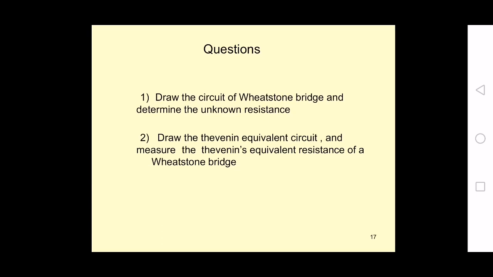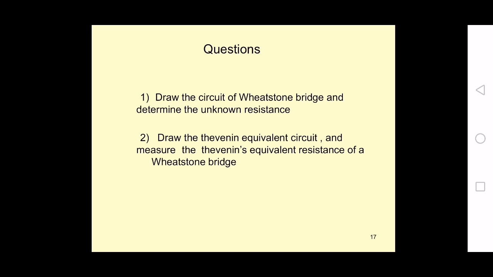Then whatever the current will be there, that is split into I1 and I2 at the point A. When the bridge is said to be balanced, what is the condition? The condition is that the potential difference between the points C and D will be equal. From that we can say that the potential from C to A will be equal to D to A, or C to B will be equal to D to B.